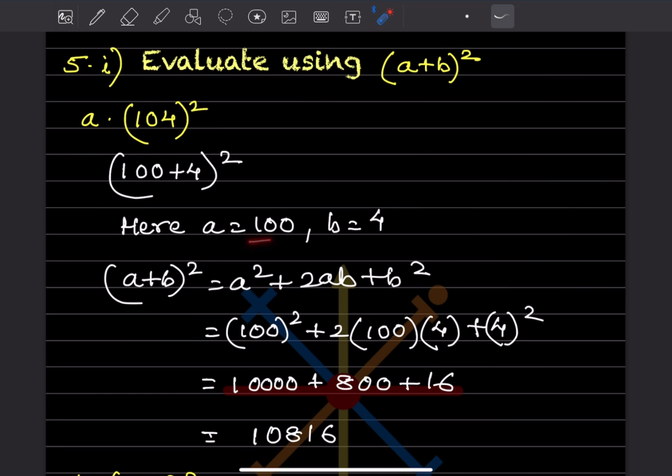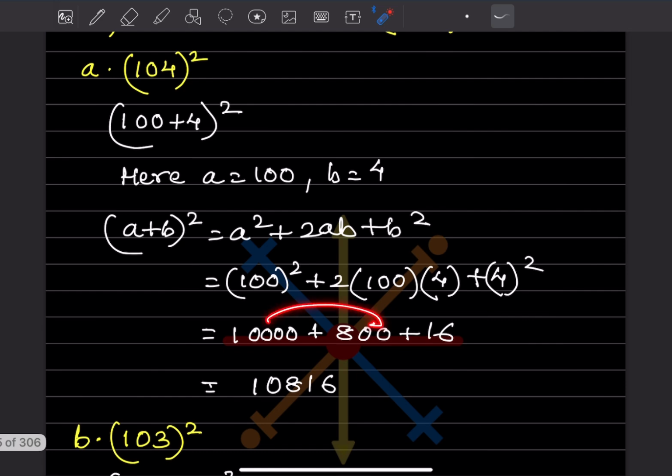A is 100, so 100 square plus 2 into 100 into 4 plus 4 square. So 100 square means there will be 4 zeros. This is together because of 2AB, so this will be 800, and 4 square means 4 into 4, that is going to be 16. Now it becomes easier to add all this. So that will be 10,816.